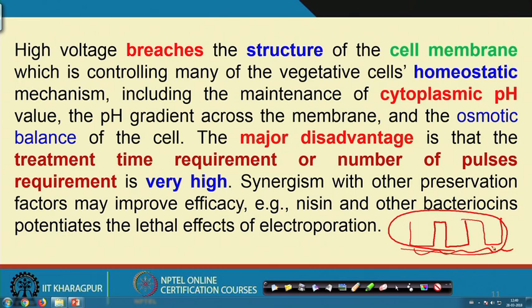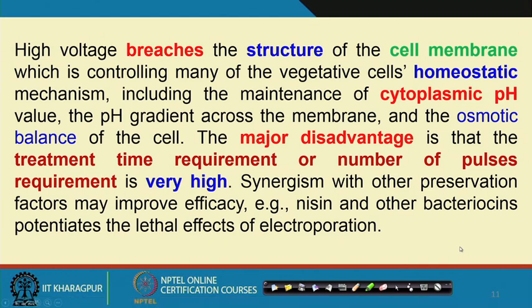Synergism with other preservative factors may improve efficacy. That means if we can simultaneously apply some chemicals along with this, then we can get a synergistic effect along with this high shock or high voltage. For example, we said nisin and other bacteriocins potentiate the lethal effects of the electroporation. So, this potential can be improved if we take the help of some others simultaneously along with this. So again, it is a combination.